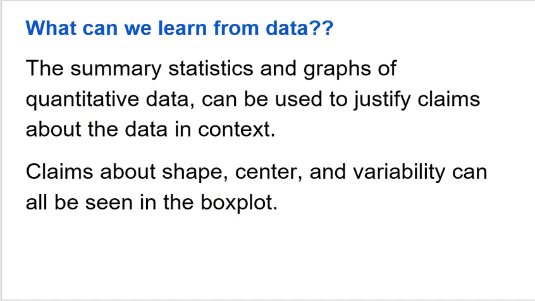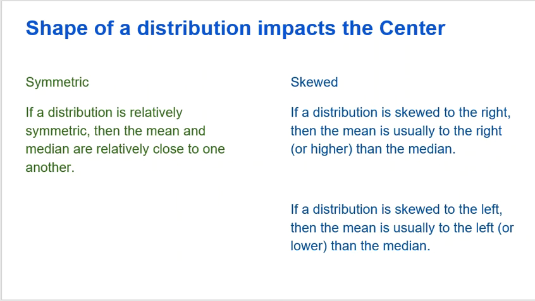All right, what can we learn from a box plot? Well, summary statistics and graphs, like a box plot, can be used to justify claims about the data in context. We could make claims about shape, center, and variability, all from things that we see in a box plot. Now, we can see shape, like we could literally see the shape in a box plot, right? If you're symmetric, you'll see a nice balance between your whiskers and your box. Really nice, even balance. We'll show you some examples in a minute.